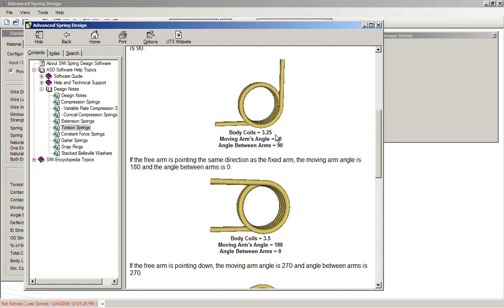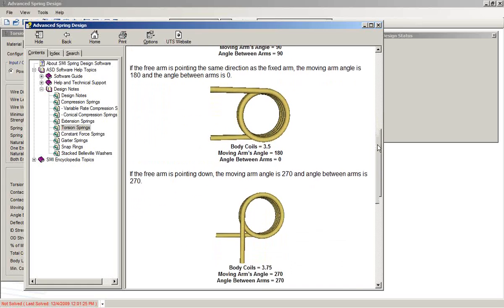You can see here that the body coils dictate both the moving arms angle and the angle between arms. If we have a 90-degree moving arms angle, well, then the body coils must be some fraction 0.25, so 3 1/4, 4 1/4, 5 1/4. The zero angle position points to 3 o'clock. That's standard. That's the rule that we use for consistency.